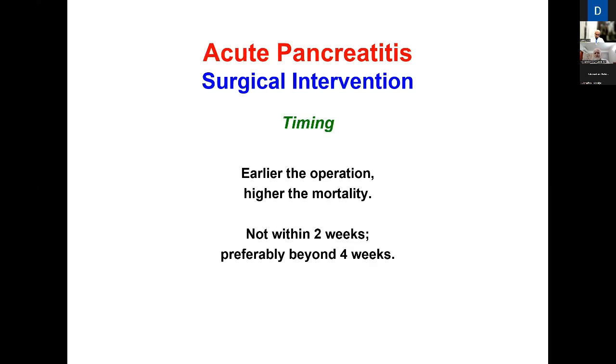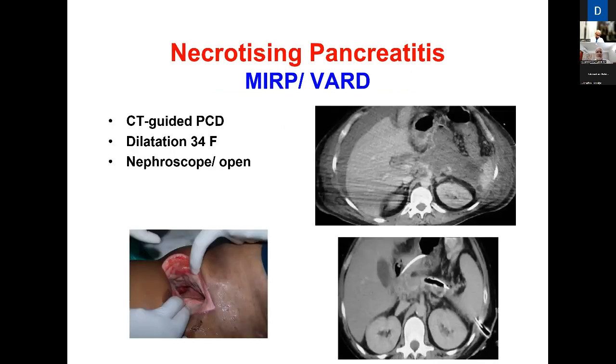The timing of intervention, now most groups follow the dictum that you delay the surgery as far as you can using percutaneous and endoscopic approaches to buy some time, because the earlier you operate, the higher is the mortality. Surgery should definitely not be done within the first 2 weeks unless there is a complication requiring it, and preferably it should be delayed to beyond 4, and some people would say even longer than that. And one of the approaches is minimally invasive retroperitoneal approach or video assisted.